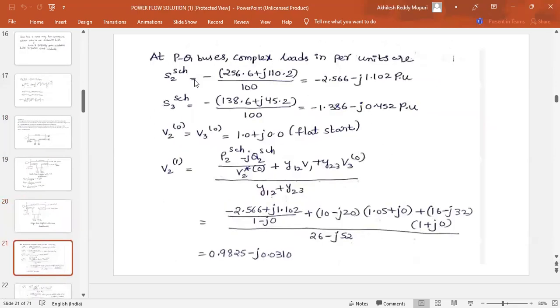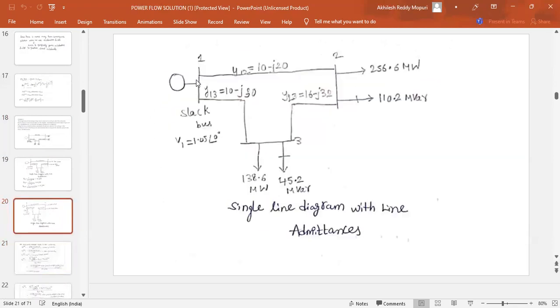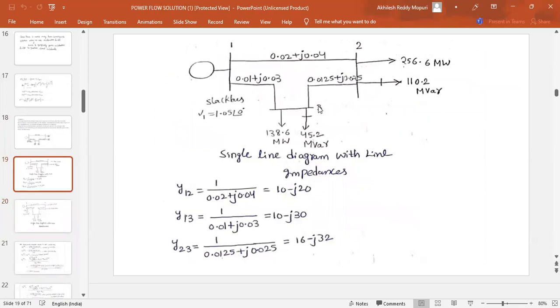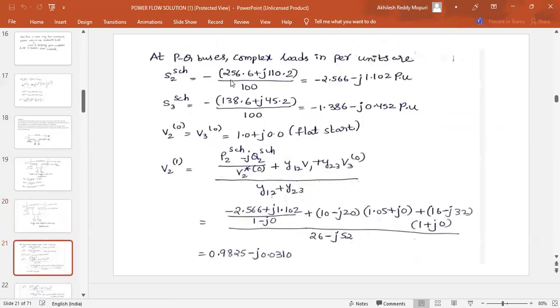Now they have given S2, that is power. You can see this is S2. S2 is equal to P plus jQ. These are the actual values. Now we need to convert them into per unit values by dividing by the base. In the question, they have mentioned the base of 100 MVA, so I am dividing by 100.